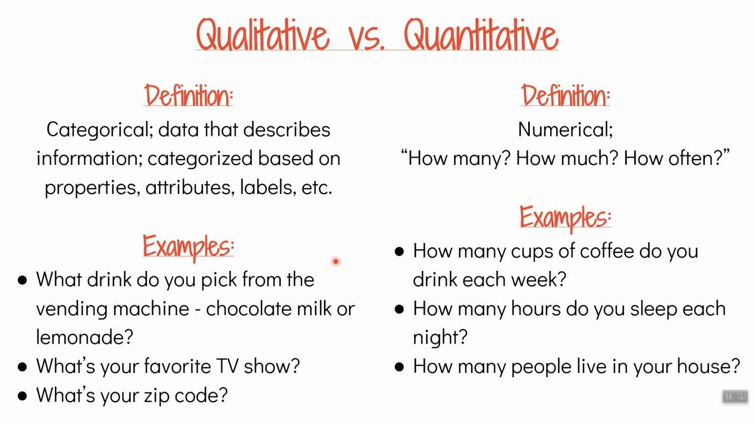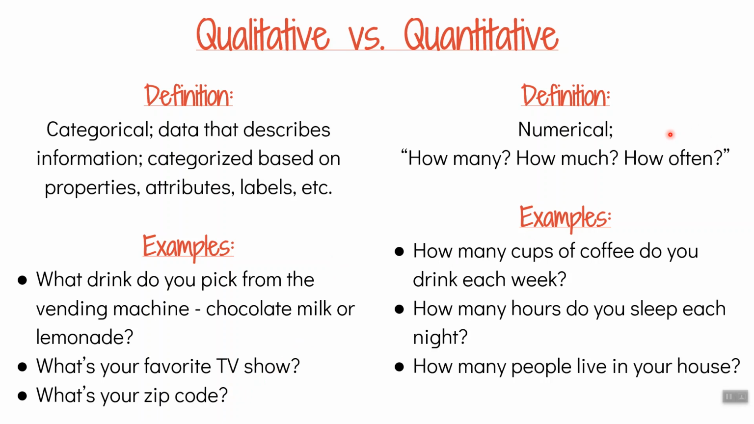So some questions that might produce a qualitative response would be things like, what do you drink? Do you pick from the vending machine Guernsey chocolate milk or Guernsey lemonade? Maybe that changes from month to month. What's your favorite TV show or genre of TV shows? What's your zip code? Seems like it would be a number, but that's actually qualitative because it's a category of an area in which you live.